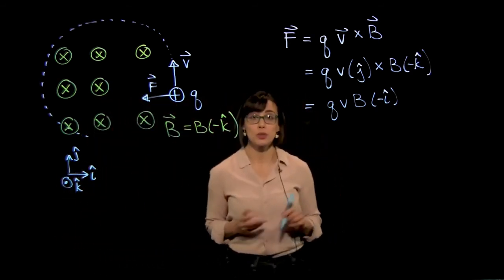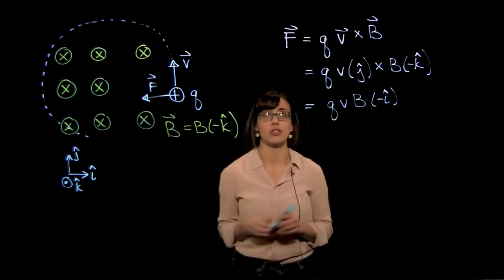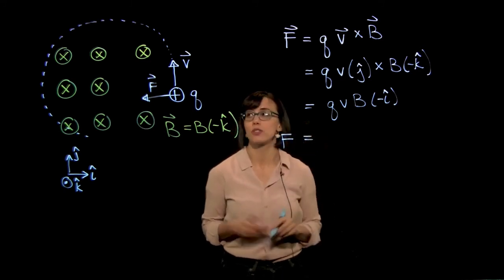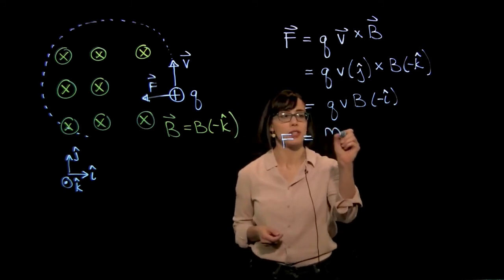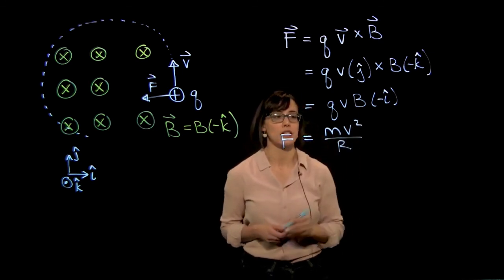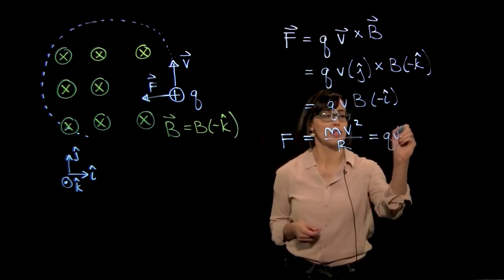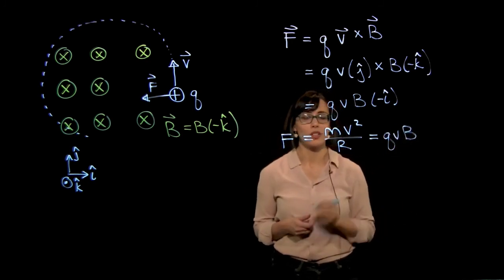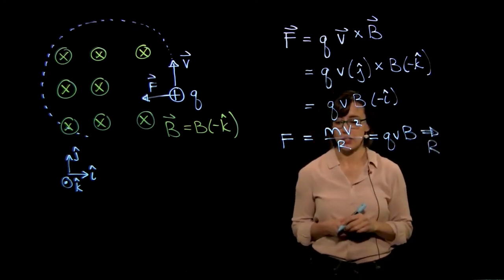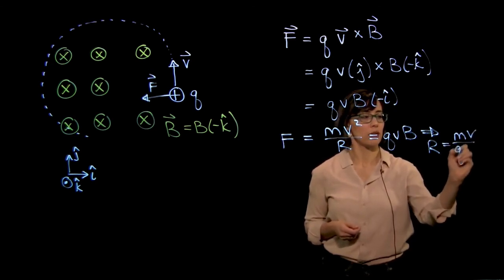Okay, so since we know this is going to be circular motion, we can next ask what the radius of this trajectory is going to be. And to solve for that, we use the fact that our force for circular motion is equal to the mass of the particle times the velocity squared divided by the radius. And we know that that force is equivalent to q times v times B. So we can put that together and solve for R. That gives us a radius of our motion that's equal to mv divided by qB.